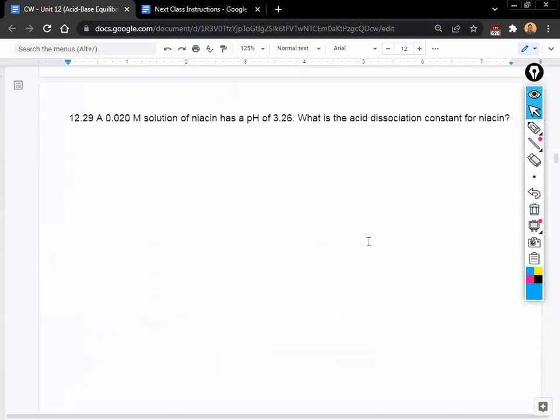So 12.25, it says the 0.02 molarity solution of niacin has a pH of 3.26. What is the acid dissociation constant for niacin? Now, I didn't give you the formula, but niacin is a weak acid. That's all I'll tell you. Okay. Niacin is a weak acid. So I'll give you guys about 2 minutes. Find out the acid dissociation constant, another way of saying Ka.